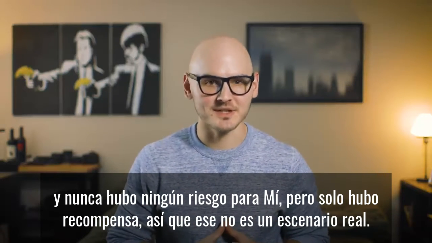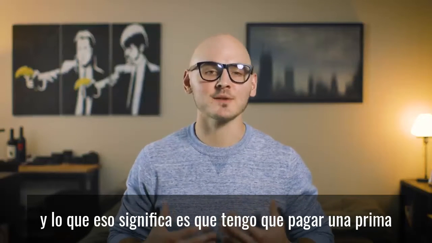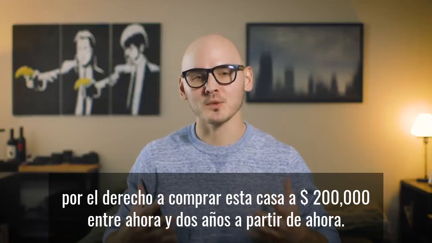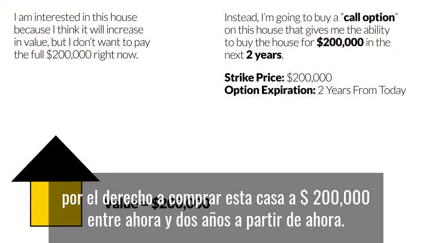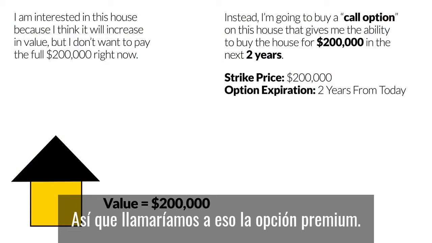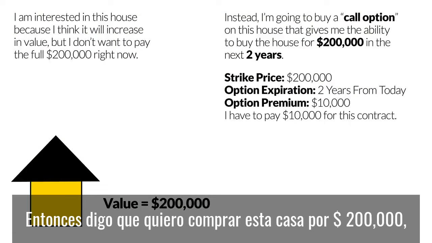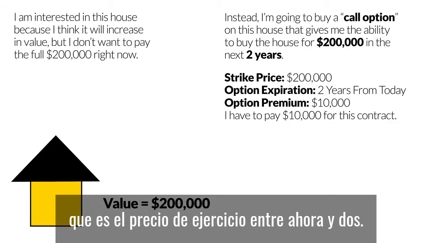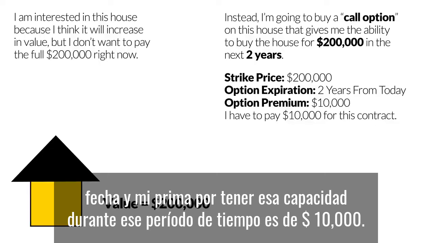So that's not a real scenario, and for me, there has to be some risk, and what that means is that I have to pay a premium for the right to buy this house at $200,000 between now and 2 years from now. So we would call that the option premium. Let's say that I pay $10,000 for this option. So I'm saying I want to buy this house for $200,000, which is the strike price, between now and 2 years from now, which is the expiration date. And my premium for having that ability over that time frame is $10,000.